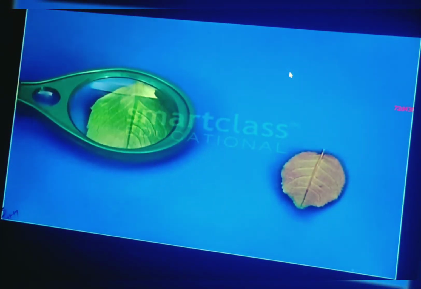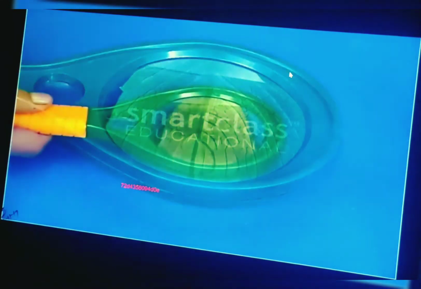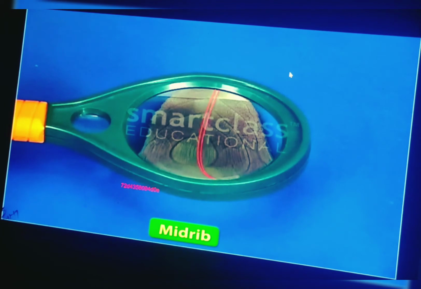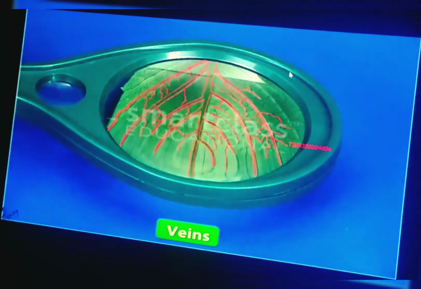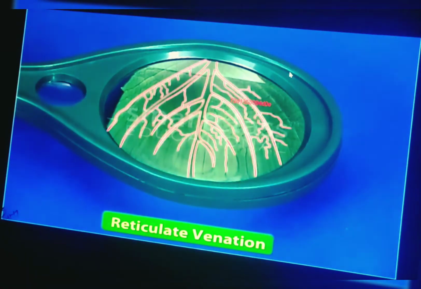First, let us observe the leaves of rose and sunflower. This prominent central vein is known as the midrib. See these numerous thin veins that are arising from the midrib? This gives an appearance of a net-like structure on the surface of the leaf. This type of venation is called reticulate venation.